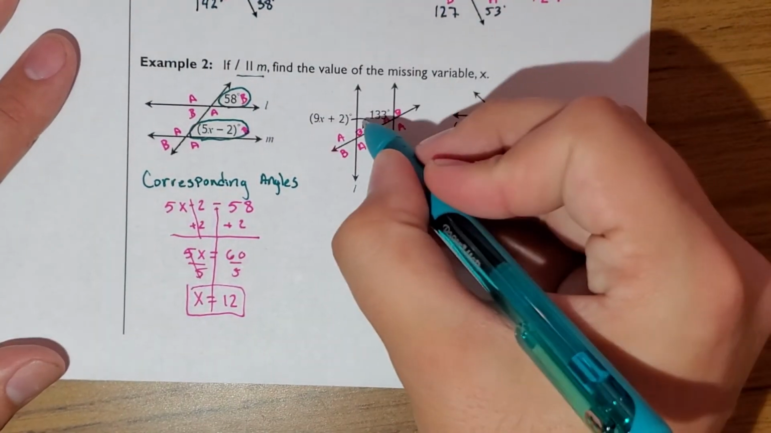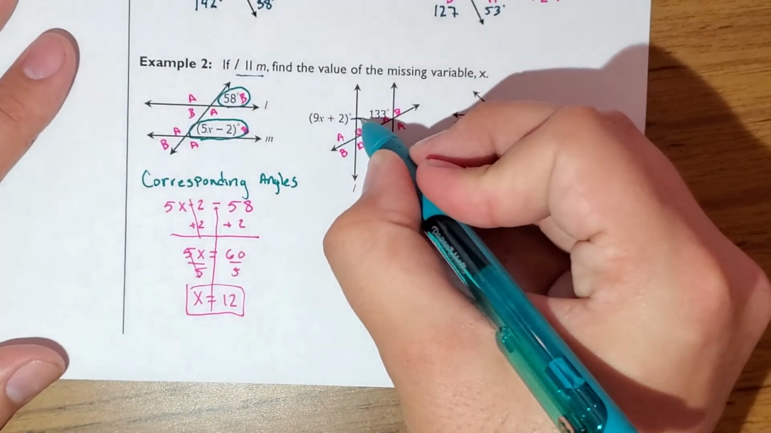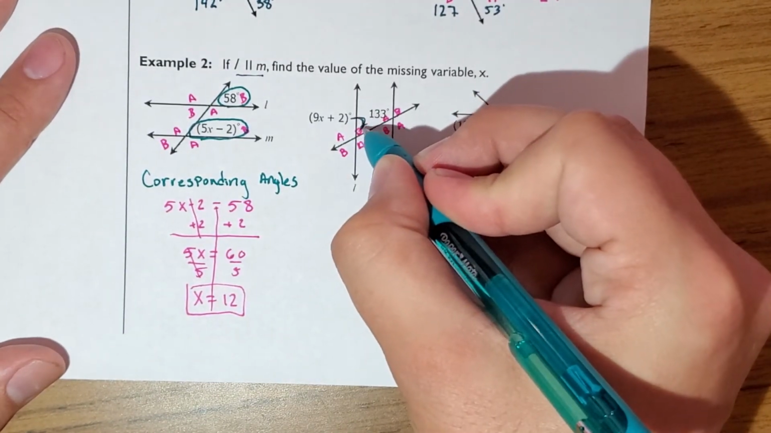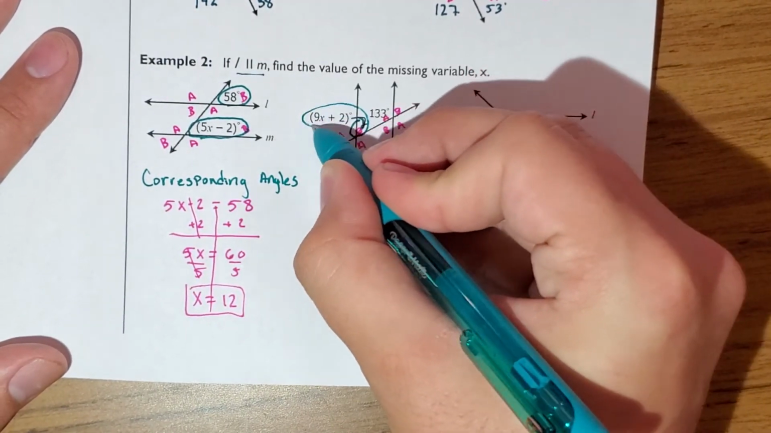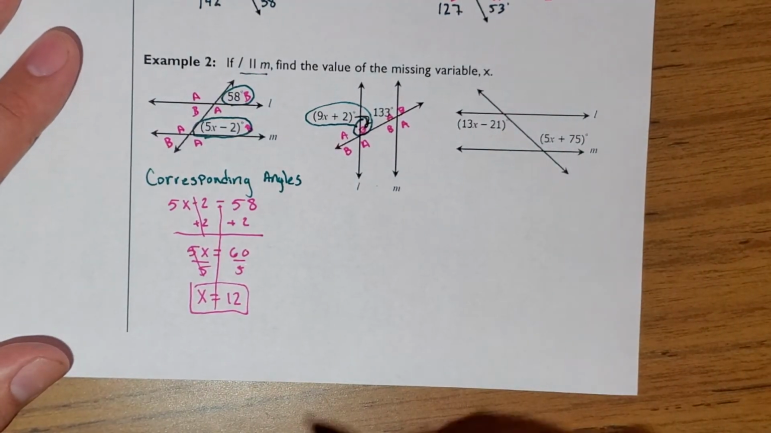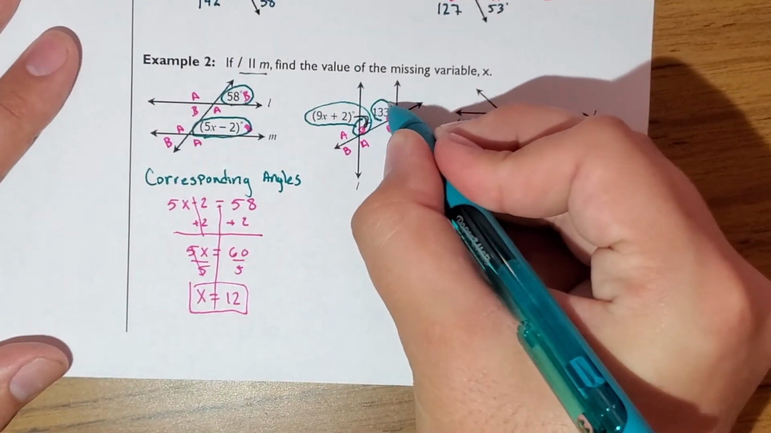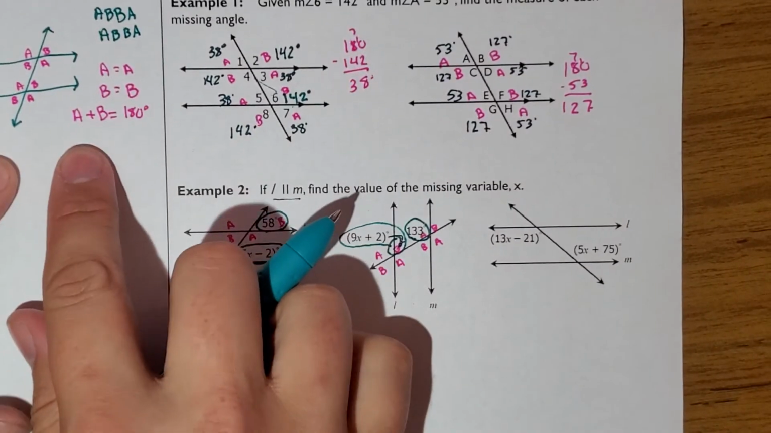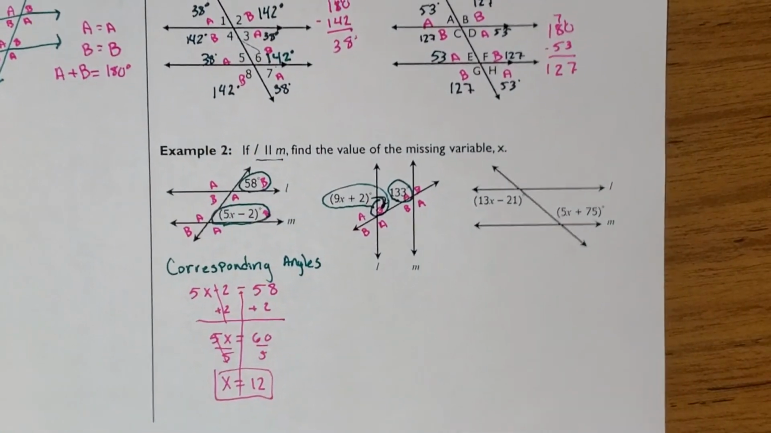Taking a look at my things, it looks like this 9x plus 2 is pointing right here. So it really goes into that spot. They just didn't have enough room to write it. But I can see that that is a B. That is the letter B. And we can see this 133 is right here, and that's the letter A. Well, we know what happens if you have an A and a B. They add up to make 180.